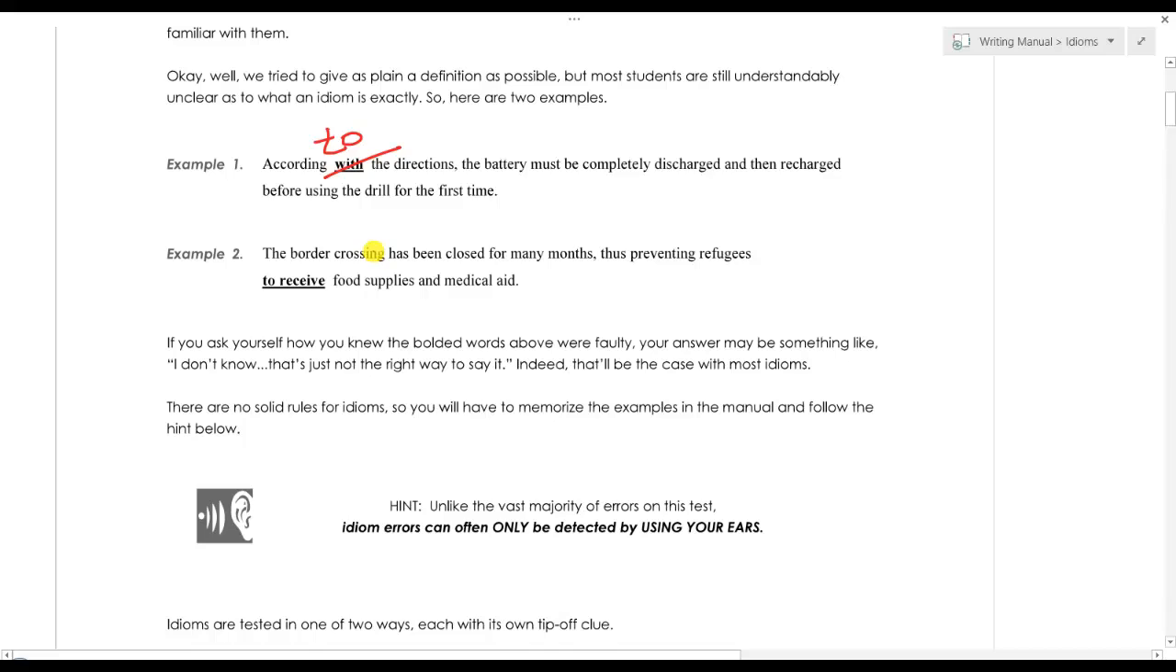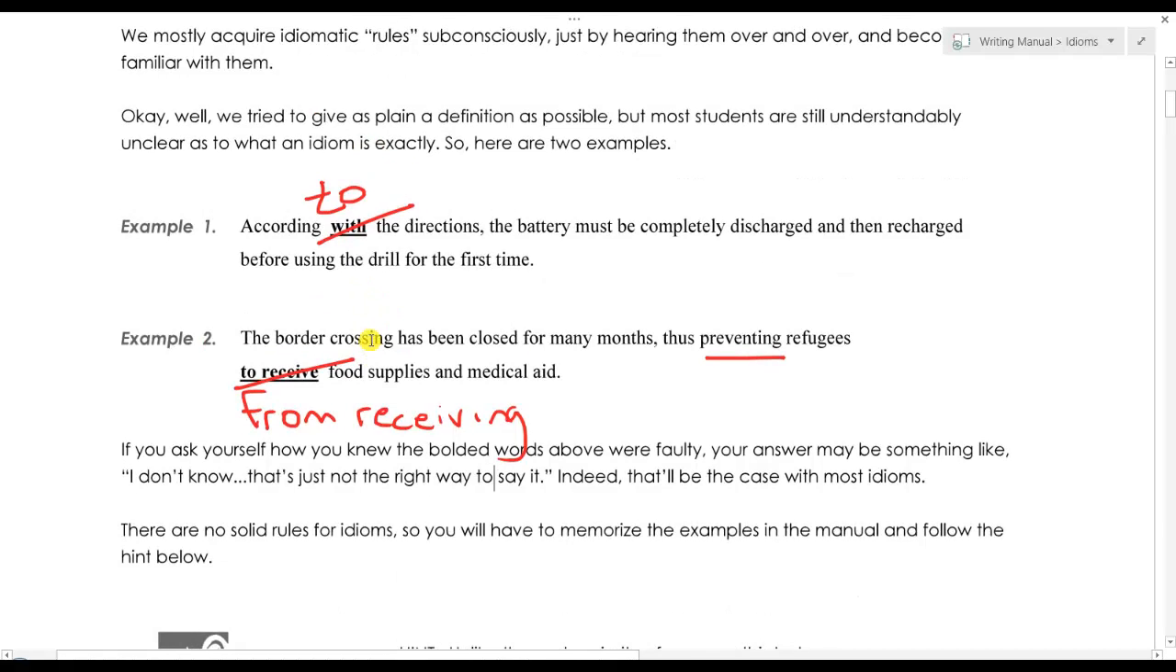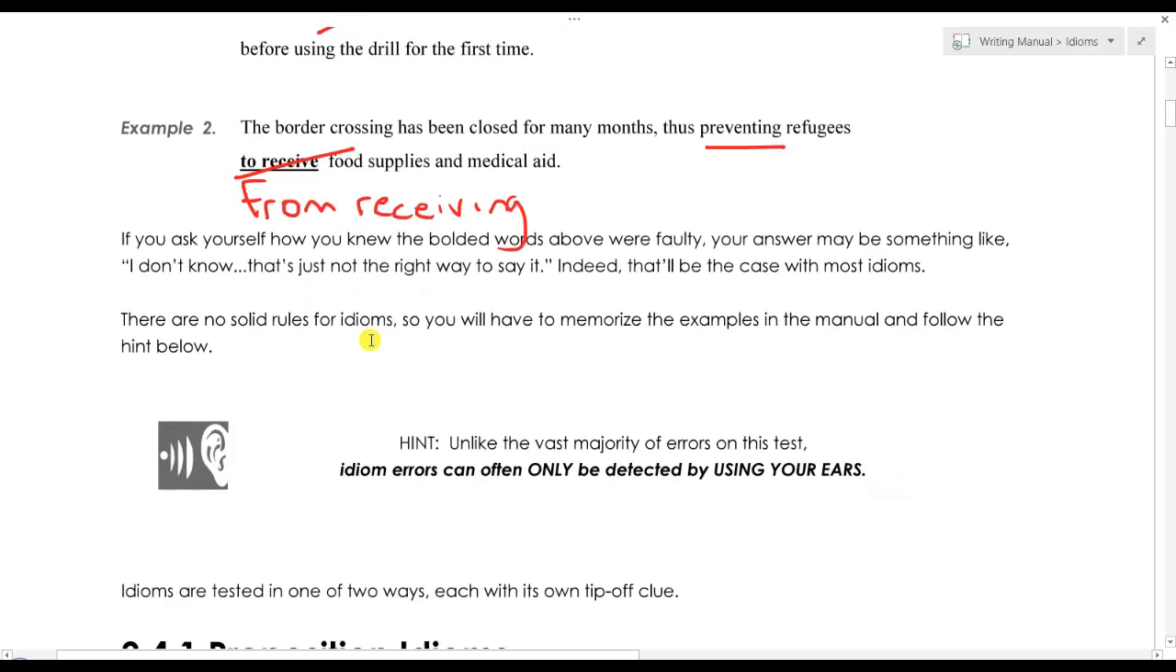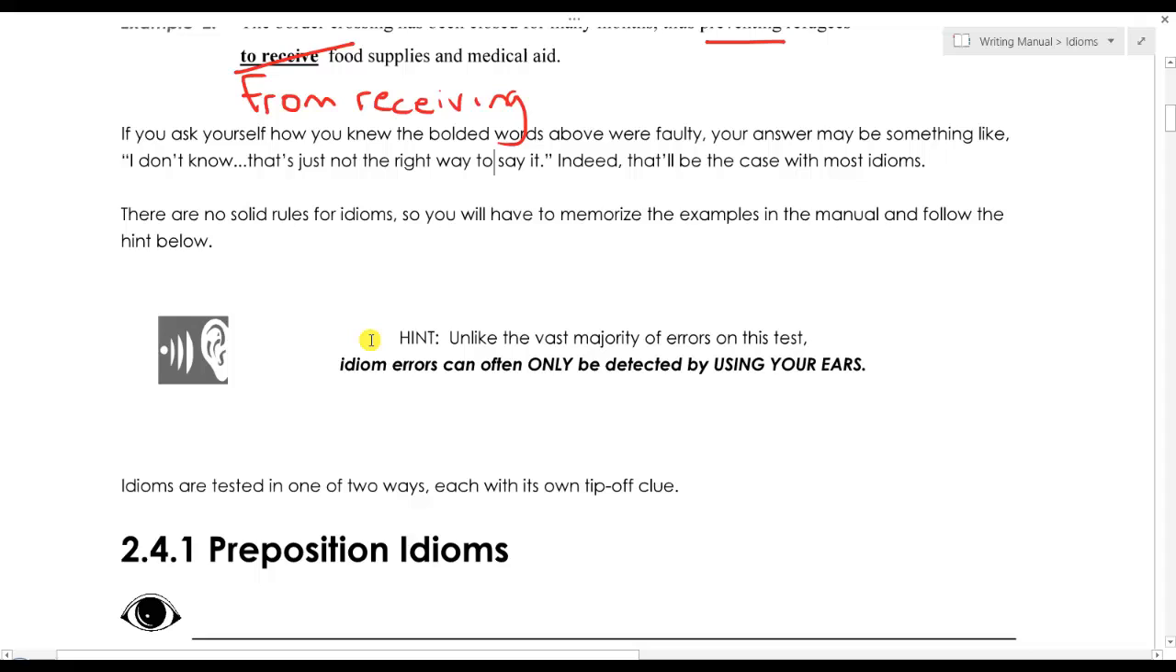In example number 2, we have "the border crossing has been closed for many months, thus preventing refugees to receive food supplies." Again, in English, we don't say prevent to receive. We say prevent from receiving. Prevent to receive is not the correct idiom. The correct idiom is we prevent someone from doing something. Now, the tricky thing about idioms is if somebody were to ask, why can't I say prevent to receive? Your answer would simply be that's just not the way that we say that particular idiom.